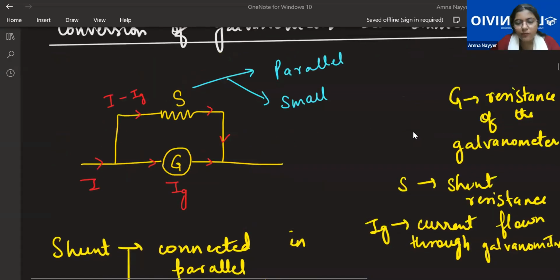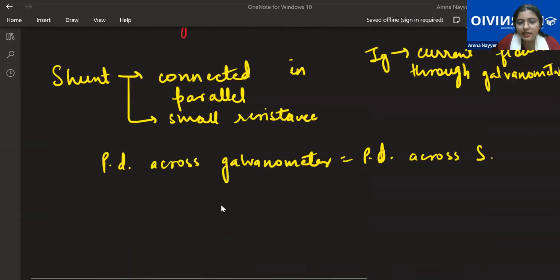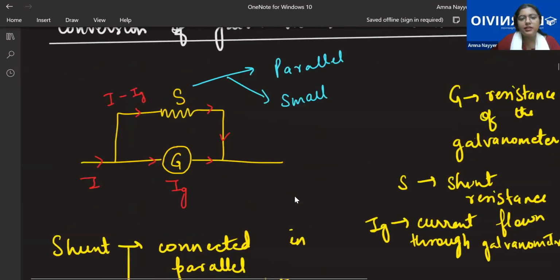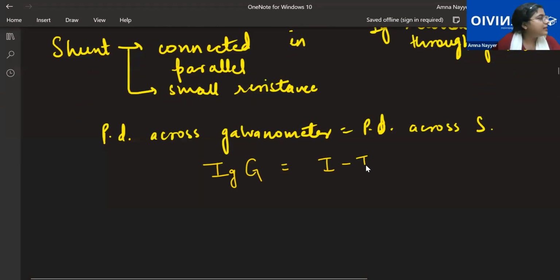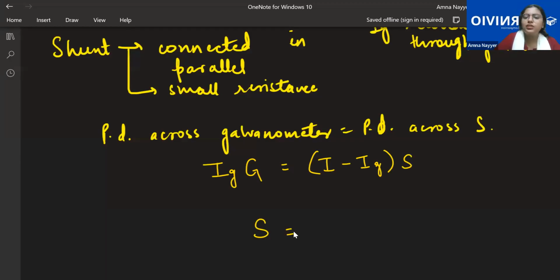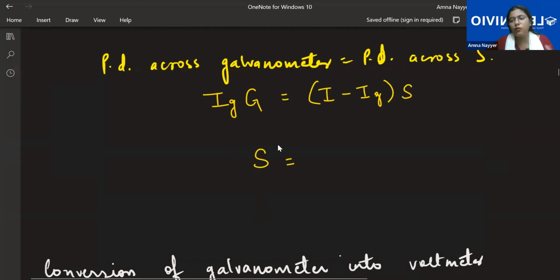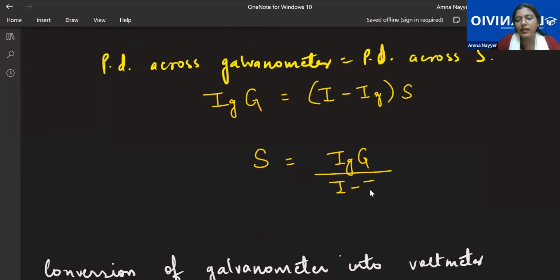Now let's apply the Ohm's law. See here the current is Ig, resistance is capital G. So according to Ohm's law, the potential difference is Ig into G. Here, the current is I minus Ig and the resistance of the shunt is S, so we get I minus Ig into S. Sometimes you need to calculate the value of this shunt. From this simple equation, you can calculate the value of I, the value of Ig, anything. So S will be equal to Ig into G divided by I minus Ig.